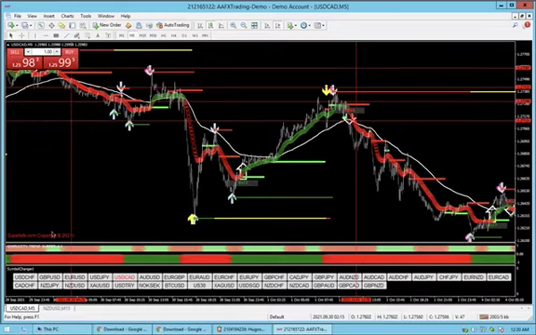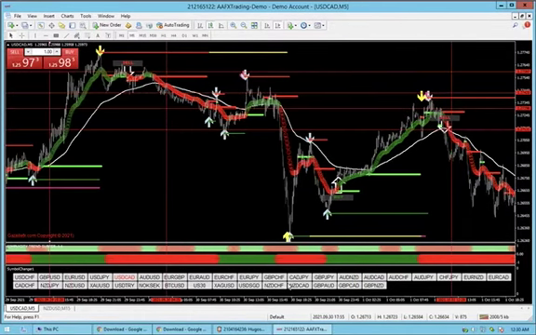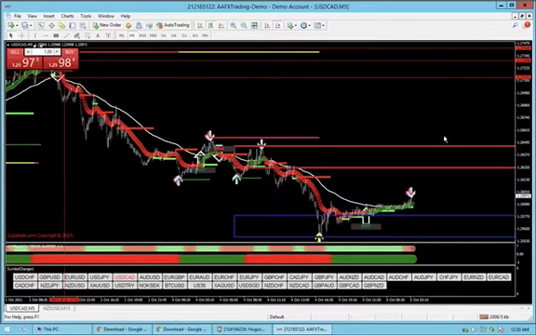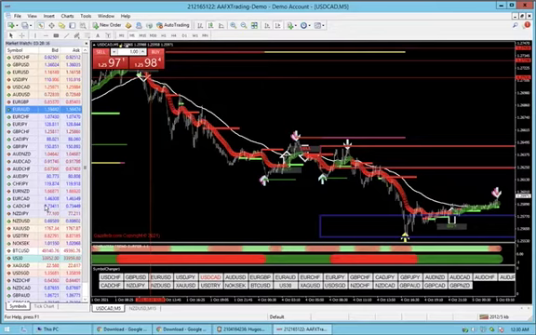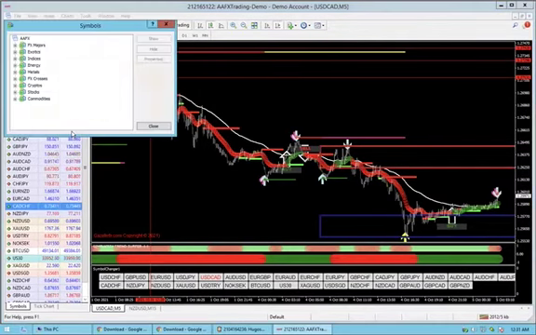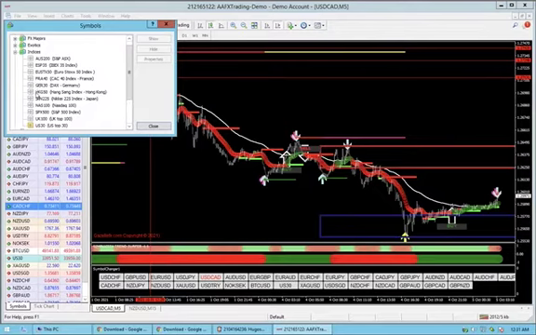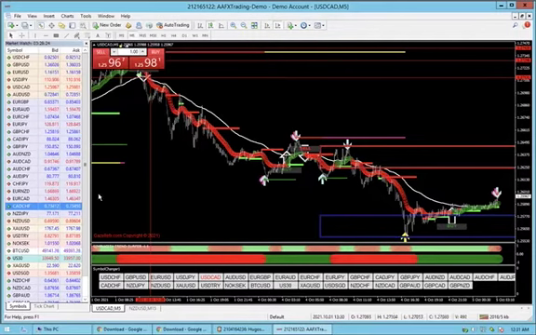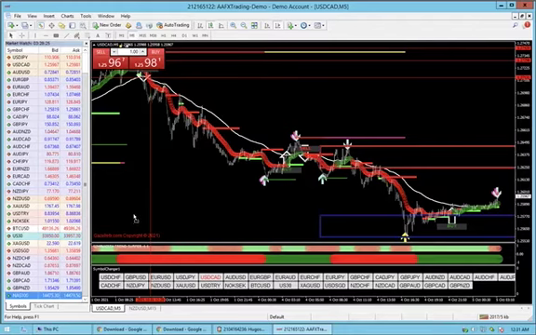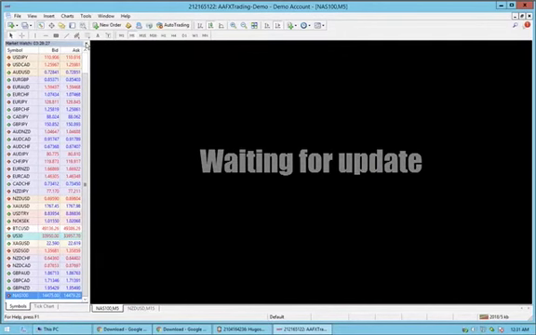Let's look at something. Let's look at another instrument that you all might like to scalp. Okay, let's look at, I don't know where my NAS 100 is. Hold on one second. Oh, forgive me. Let's look at NAS 100. That's a popular pair that people like to scalp.